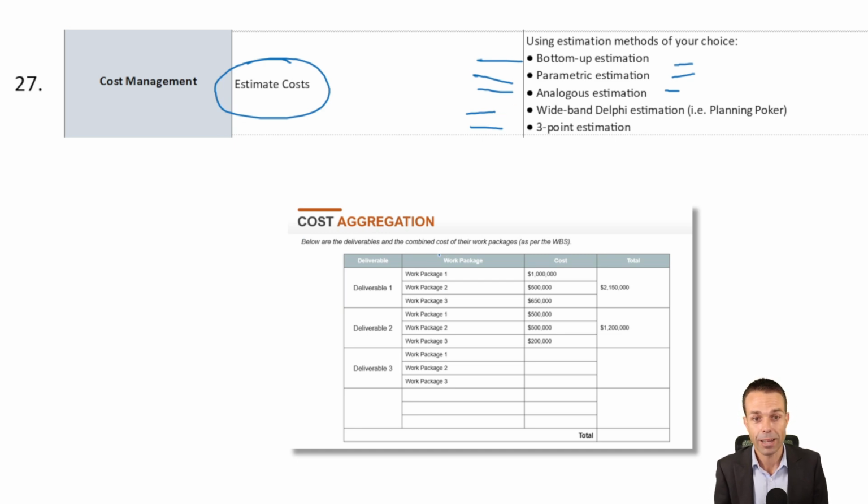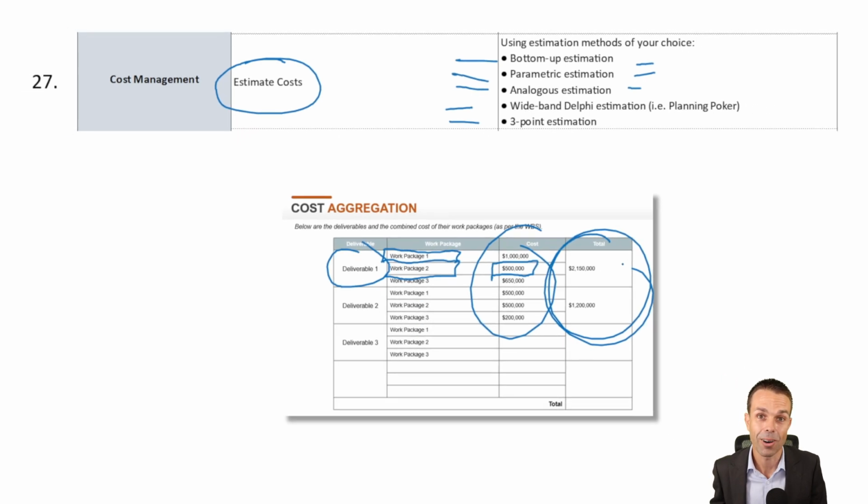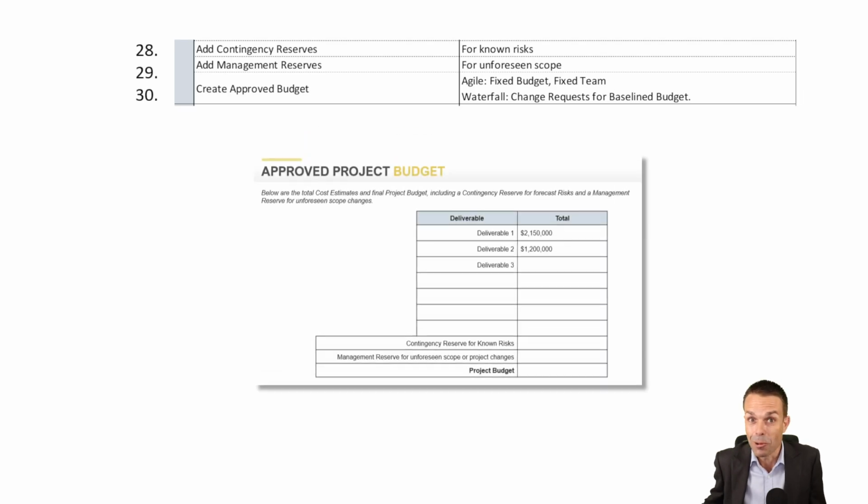And we aggregate all of those costs. So here's our deliverable. Here's the work package. So we've broken it down to the work package that someone can actually work on. And then we've estimated that cost. And then we've got all of that cost together. And there's the total. So now we're starting to get a good idea on how much our overall project is going to cost. Really, really cool.